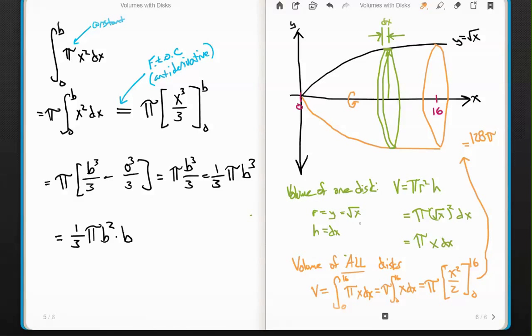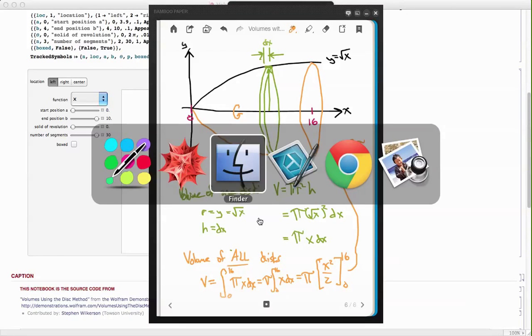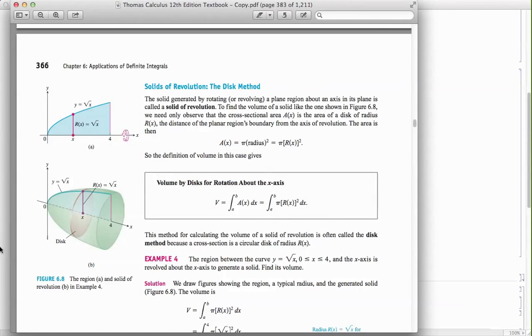But the absolutely critical... Okay, so first let me show you what I find is just a travesty. This is a travesty here. They're saying the volume for disk by rotation about the x-axis, and they give you this nice, neat little formula: the integral from a to b of pi times the radius function of x squared times dx.